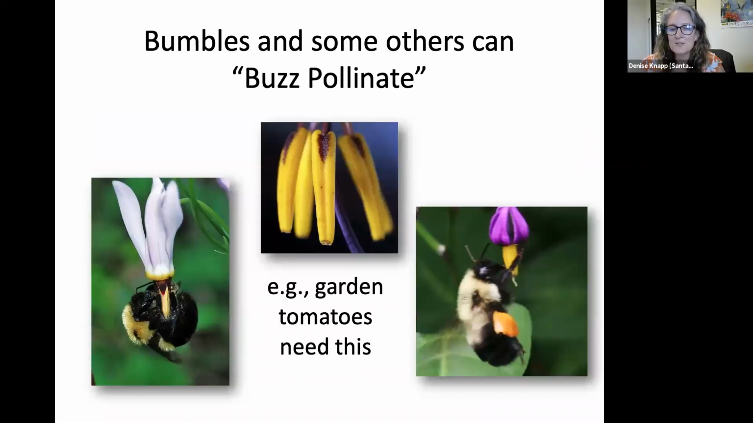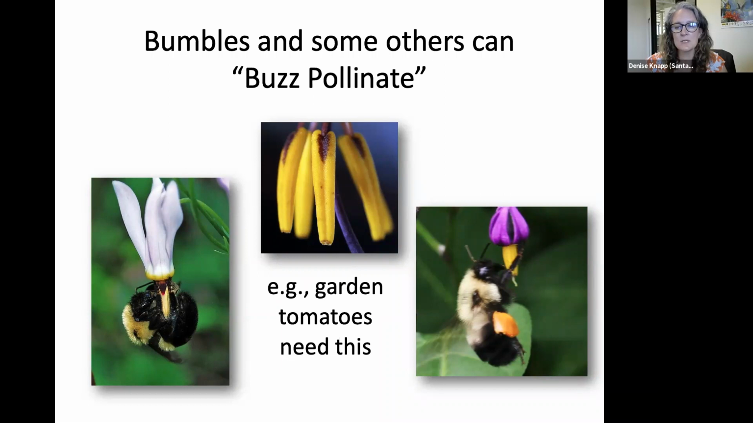Another thing that bumblebees can do that's super cool, and a few others can do, is buzz pollinate. The image in the middle shows the anthers of a plant, probably in the Solanaceae family, which you can see aren't covered in pollen. They're only open at the tip. That means something needs to get that pollen out of that anther, and that's buzz pollination.